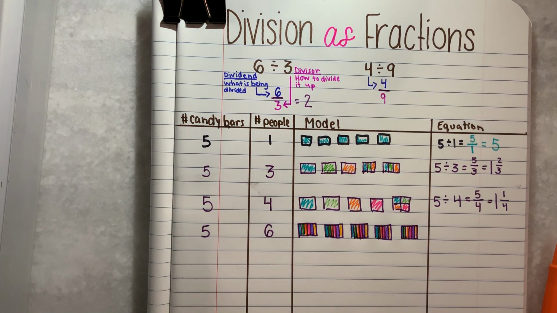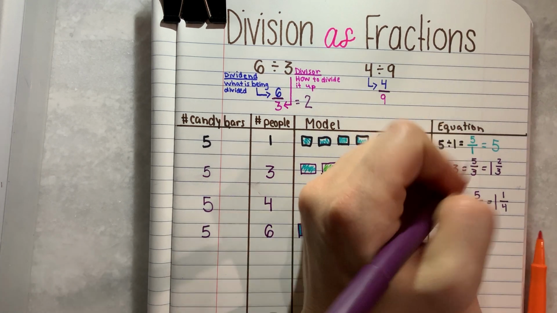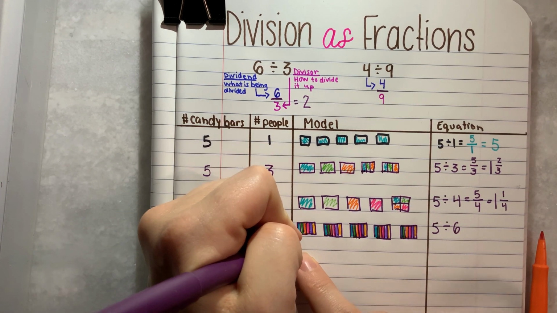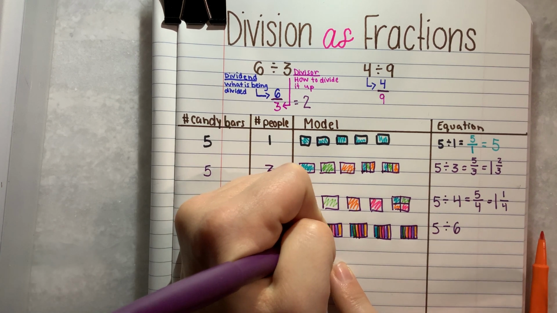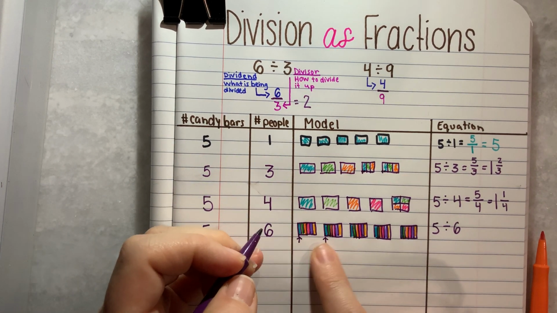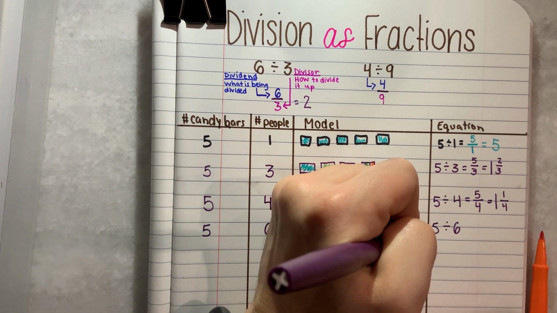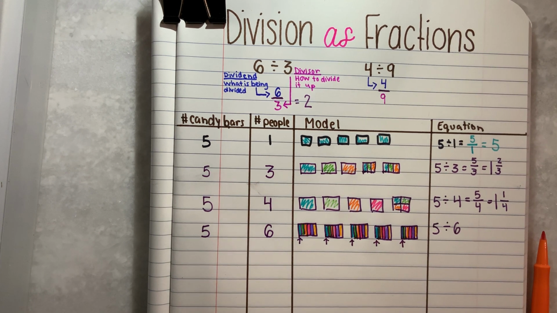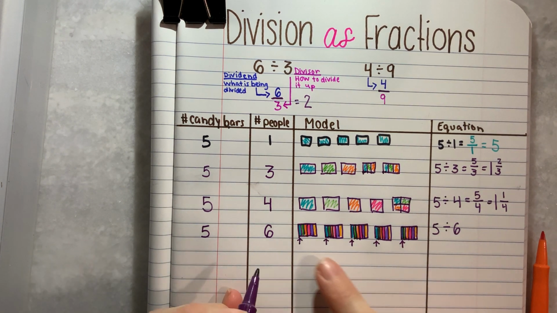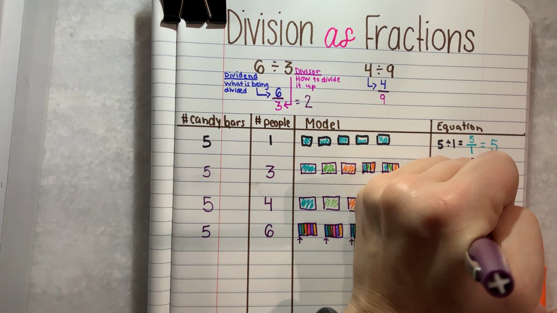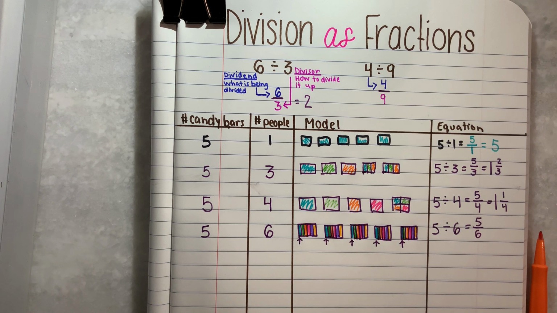So very colorful. So we had 5 candy bars, and we wanted to divide that between 6 people. Then you're really looking to see how much did one of those people get. Well, they got 1/6 here and 1/6 here. They got 1/6 here, 1/6 here, and 1/6 here. So that would be a total of 1, 2, 3, 4, 5 sixths. So 5 divided by 6 would be the same as 5 sixths.